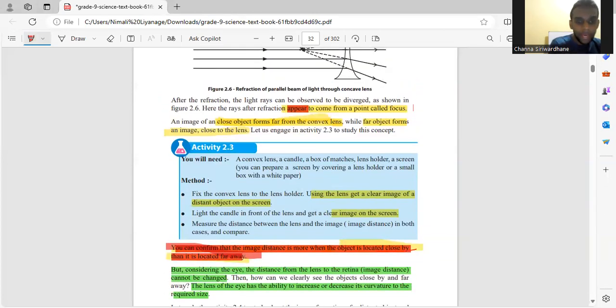An image of a close object forms far from the convex lens.